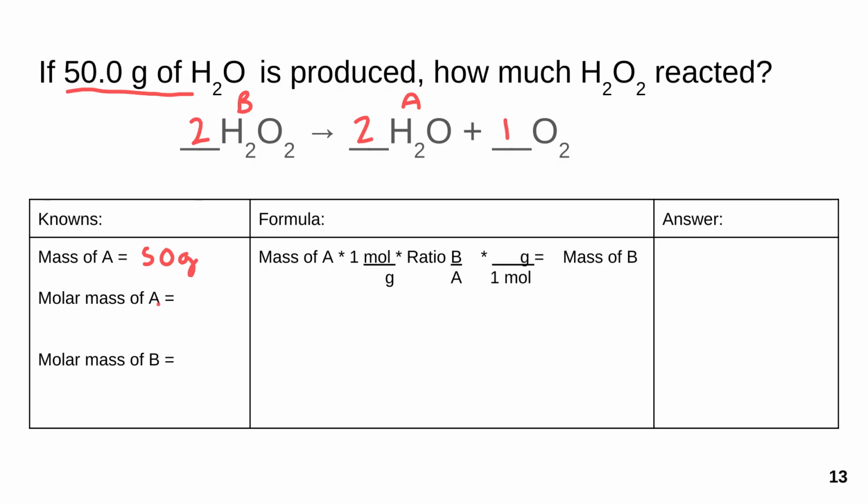And we'll need to know the molar mass of A. So water has 2 hydrogen atoms and 1 oxygen atom, so the molar mass of water is going to be 2 times 1 plus 16, which gives us 18 grams per mole. We'll also find the molar mass of B, since we know we'll need that later. That was hydrogen peroxide. That's 2 times 1 plus 2 times 16, which gives us 34 grams per mole.